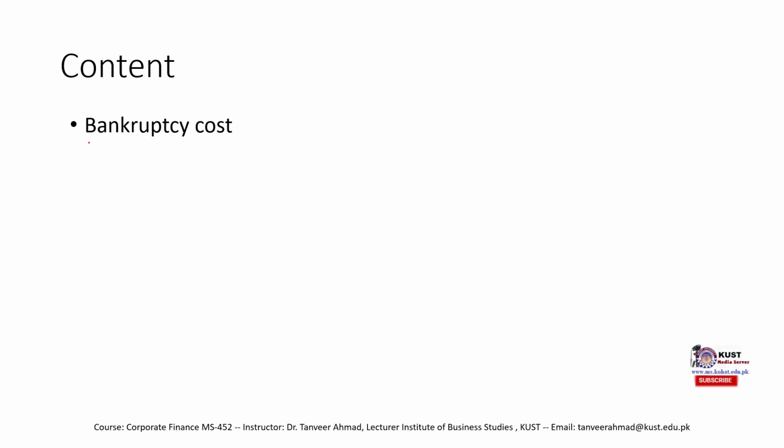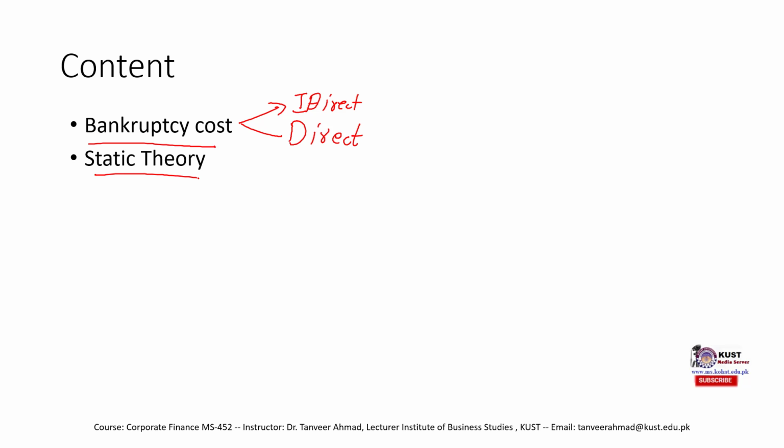So first we are going to understand what bankruptcy cost is, and we are going to divide this bankruptcy cost into indirect bankruptcy cost and direct bankruptcy cost. Then we are going to discuss the static theory. And the last theory in the course of capital structure is pecking order theory.